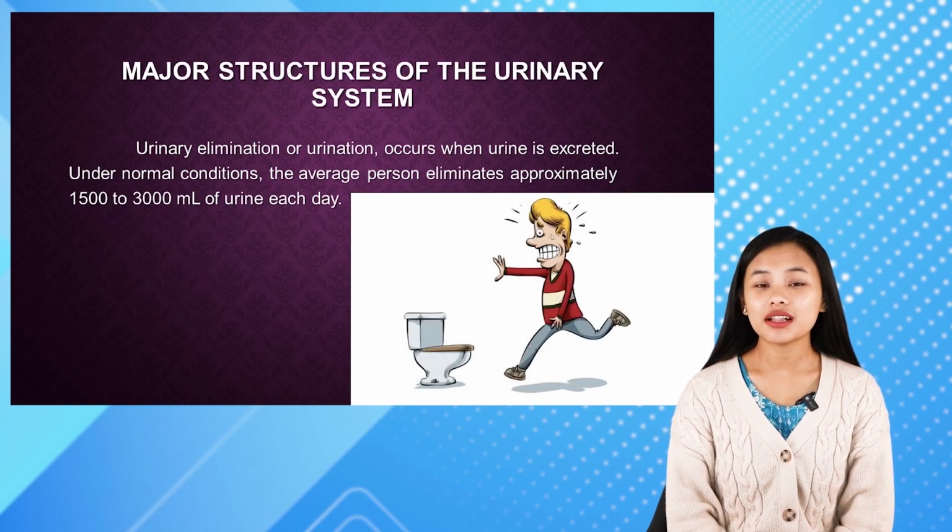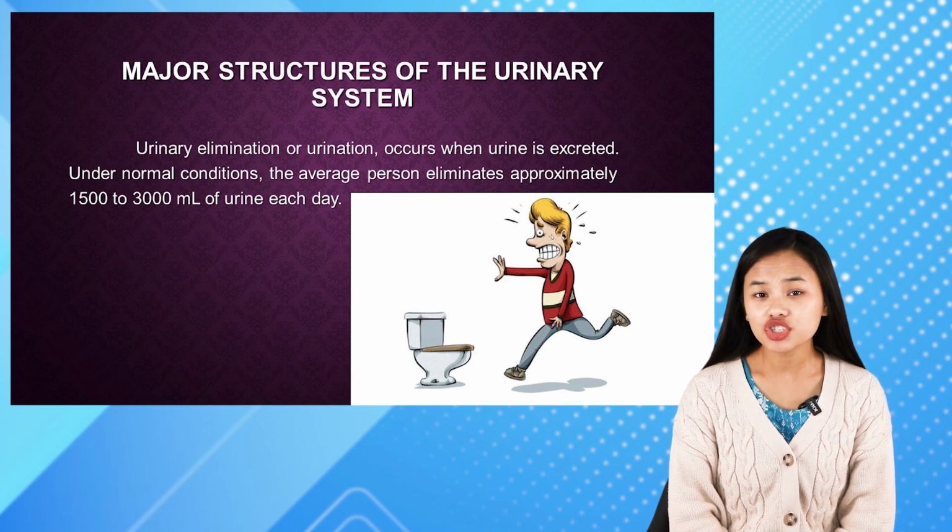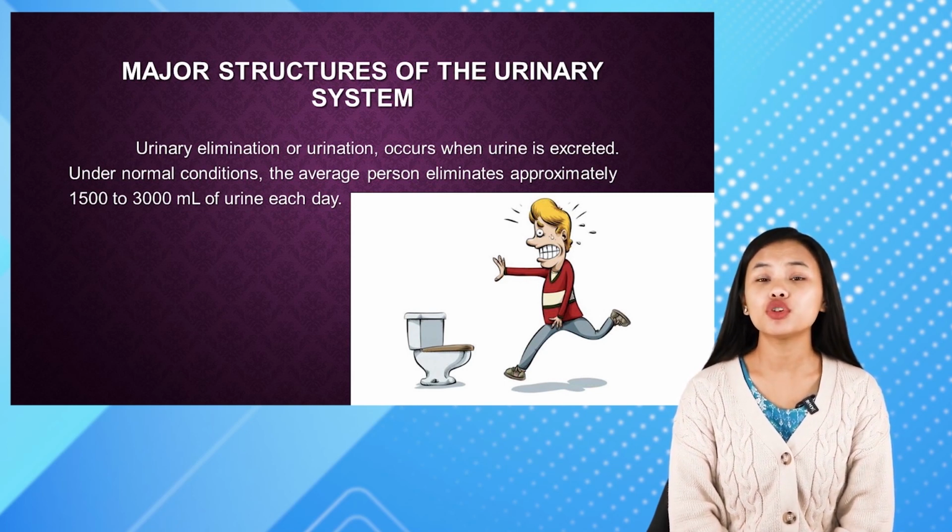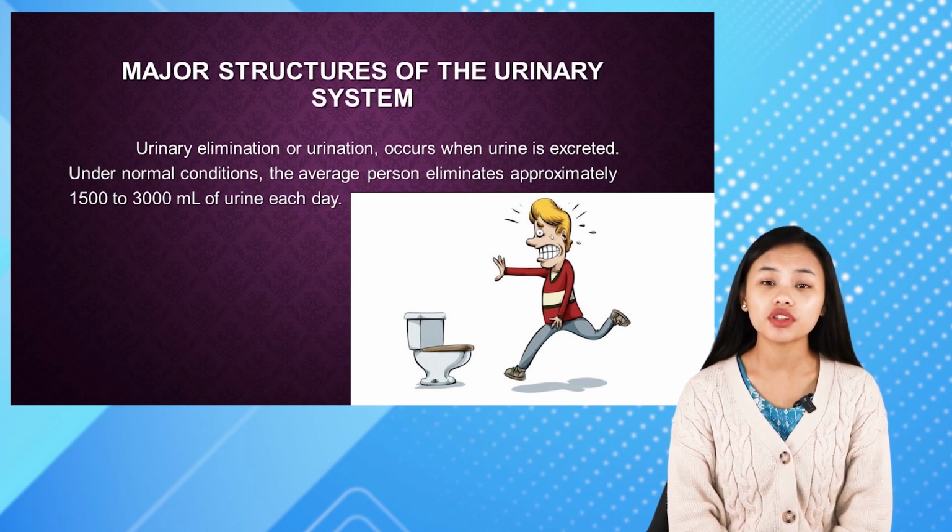Since urinary elimination, or the process of urination, occurs when the urine is excreted from the body, usually in normal conditions the normal amount of urine which will be excreted is 1500 to 3000 ml each day. So if a person is not able to excrete this required amount of urine per day, then this may serve as an indication that he may be suffering from some renal diseases which can also be life-threatening.